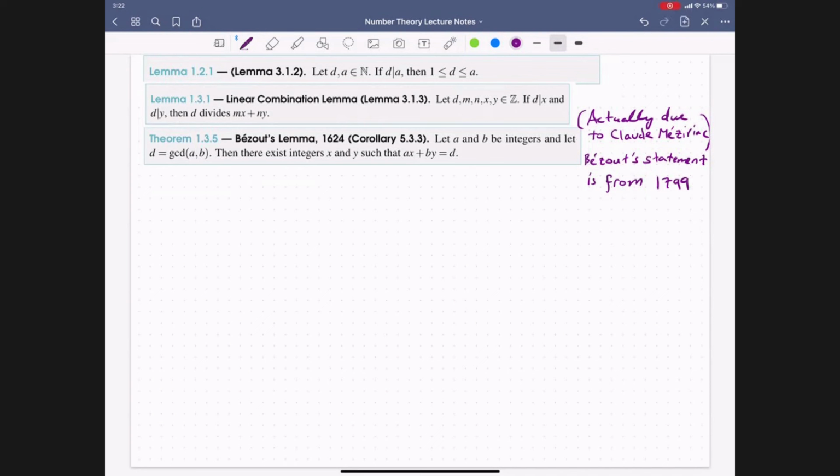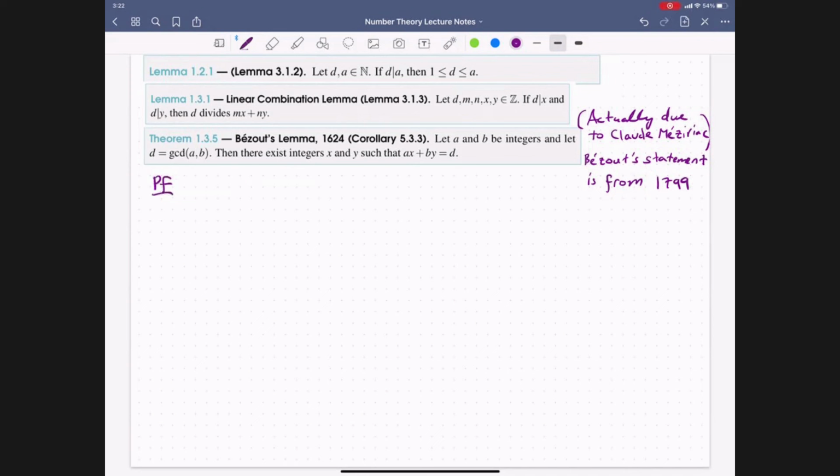So let's go ahead and prove this. Now, the proof of this is going to follow via the well ordering principle. So we're going to use the well ordering principle once more to show this statement. And what it says is that if we have any two integers a and b, and we let the GCD of a and b be d, we can always find integers x and y such that ax plus by equals d. So let's prove this.